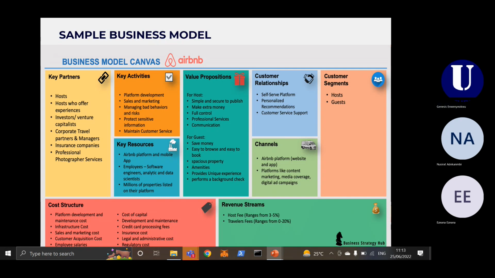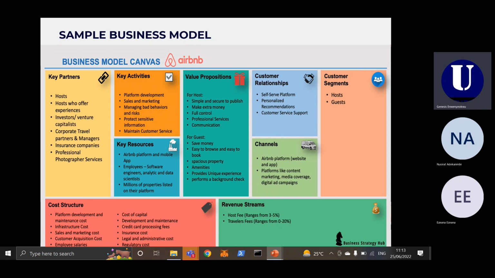apartments. Also, an avenue for them to make extra money. You are a young guy living in a 2-bedroom flat, and you're not using one of the 2 rooms. You're only staying in 1 room in the 2-bedroom flat. You can lease out the other one. You can shortlet it. Another value proposition is to have full control of who comes to your house, to know them. Also, communication.